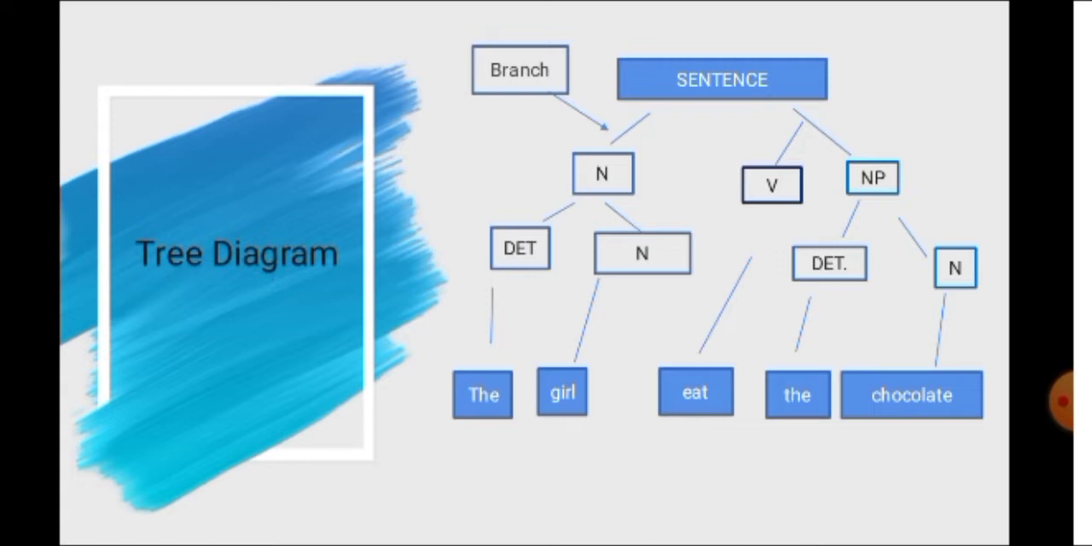This is our tree diagram. This is an example of our tree diagram. The tree diagram allows us to analyze the functions of a sentence. Our example sentence is: the girl eat the chocolate. The verb in this sentence is eat because this is the action word. The noun phrase is the chocolate, and our noun is chocolate. The girl is our noun.